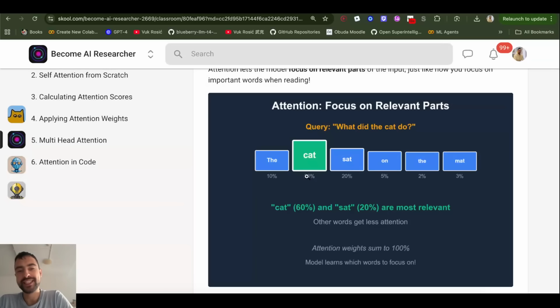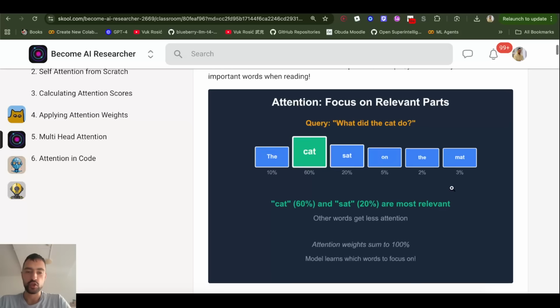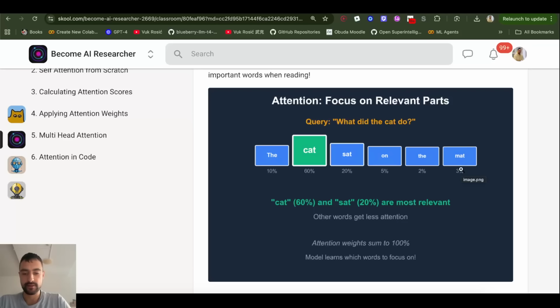So in this example, we see that cat is selected to have 60% relevance, sat 20%, the 10%, and these have smaller. Okay, and you can ignore this last one. Imagine it doesn't exist. I'm explaining how to generate this. Attention weights will sum up to 100. Do they sum up? I think they do. If we didn't have this 3%, then it would actually be within these as well. So these would sum up to 100 if we didn't have this last word that we are trying to predict.